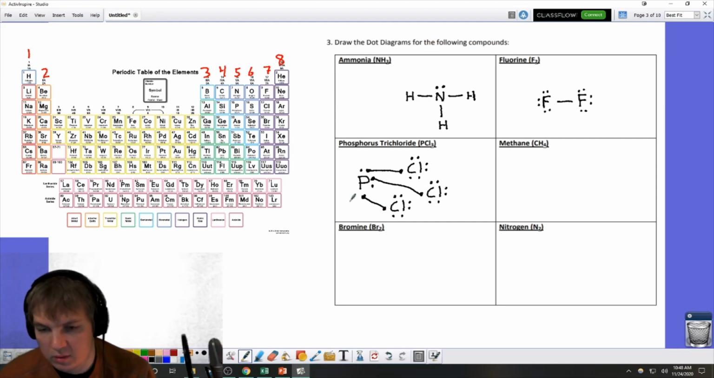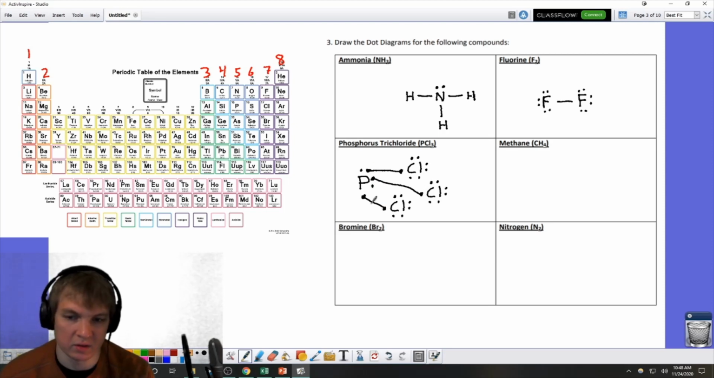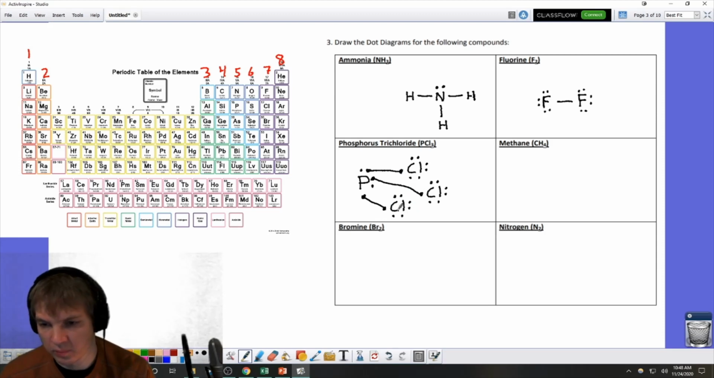Okay, so now does this phosphorus have 8 electrons? Let's check. 1, 2, 3, 4, 5, 6, 7, 8. It does. So this phosphorus now has access to 8 electrons. And 8 for this chlorine, 8 for this chlorine, and 8 for this chlorine.